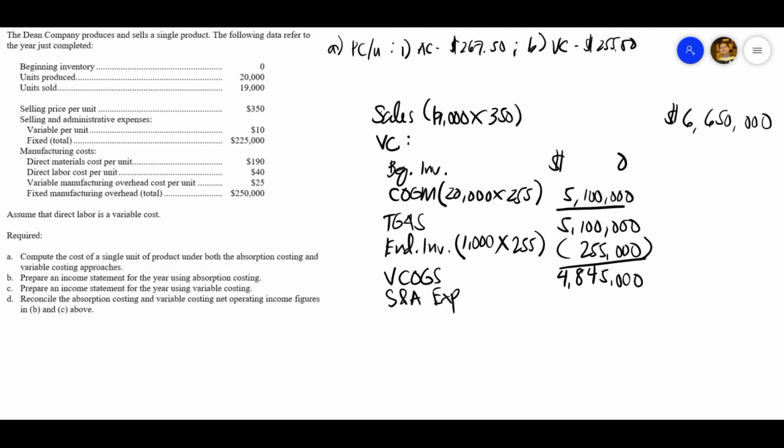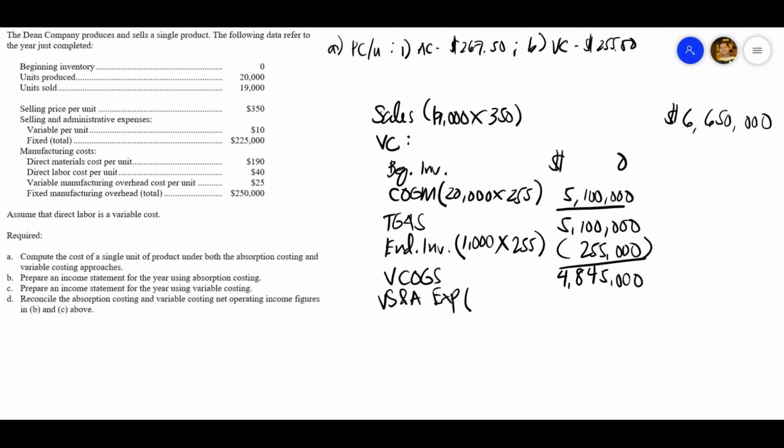That is variable also. So how do you compute for that one? In terms of quantity, what do we need to use? Is it units sold or units produced? Since your selling and administrative expense is a period cost, the quantity that we will use pertains to your units sold, not units produced. Since this is selling and administrative, it will be driven by the units sold, not units produced.